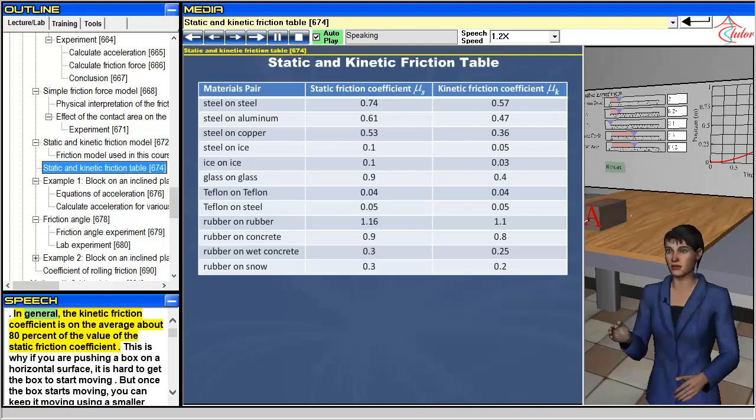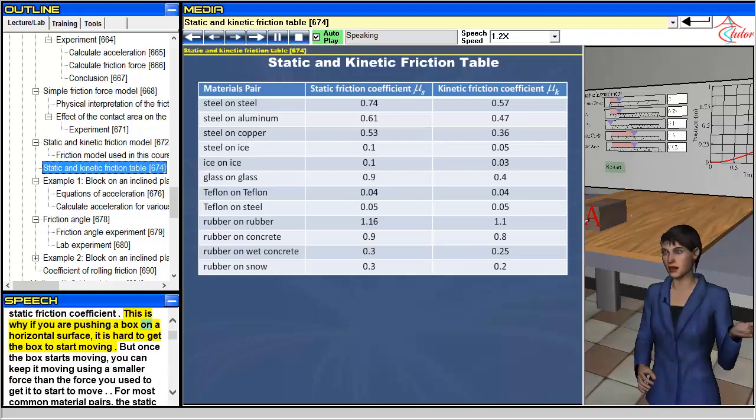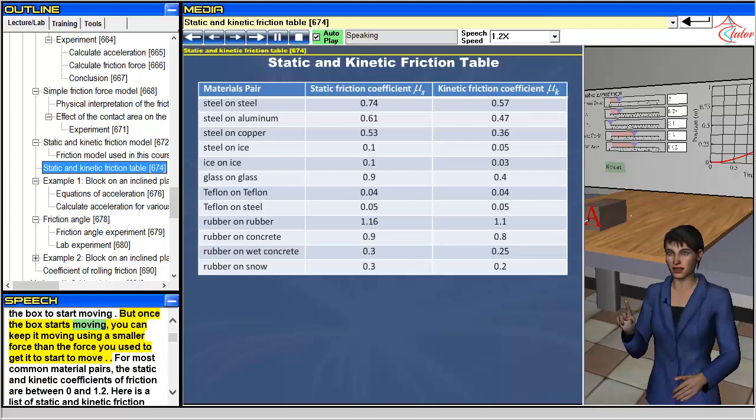In general, the kinetic friction coefficient is on the average about 80% of the value of the static friction coefficient. This is why if you are pushing a box on a horizontal surface, it is hard to get the box to start moving. But once the box starts moving, you can keep it moving using a smaller force than the force you used to get it to start to move.